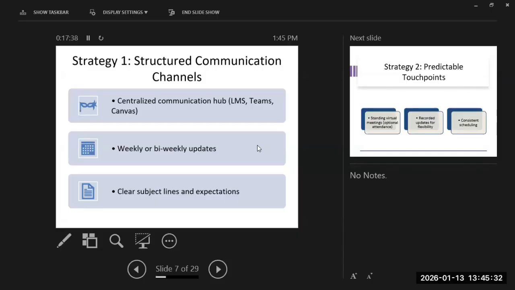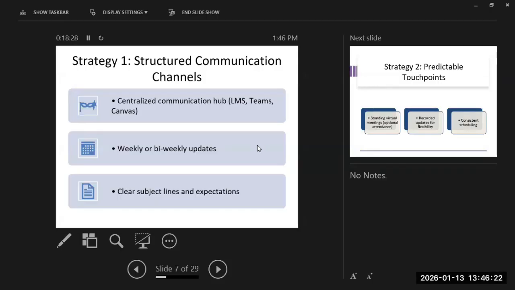So strategy one, how can we try to improve some of these issues? Number one, structured communication channels. I think we do a lot of these: a centralized communication hub, using Teams, using Zoom, using Blackboard as a way of communicating with them. Weekly or bi-weekly updates. I think just sending brief updates might be good, coming from us at the program level and at whatever department level you're at, just a sentence or paragraph saying this is what's going on might be more meaningful to them than getting updates from the institutional level.